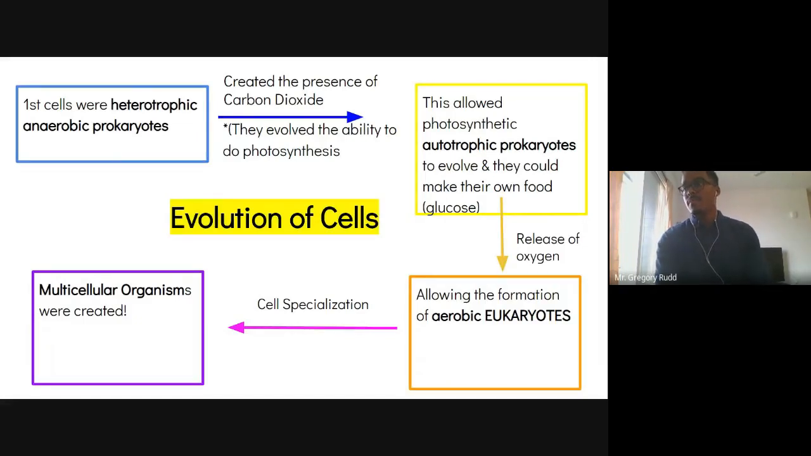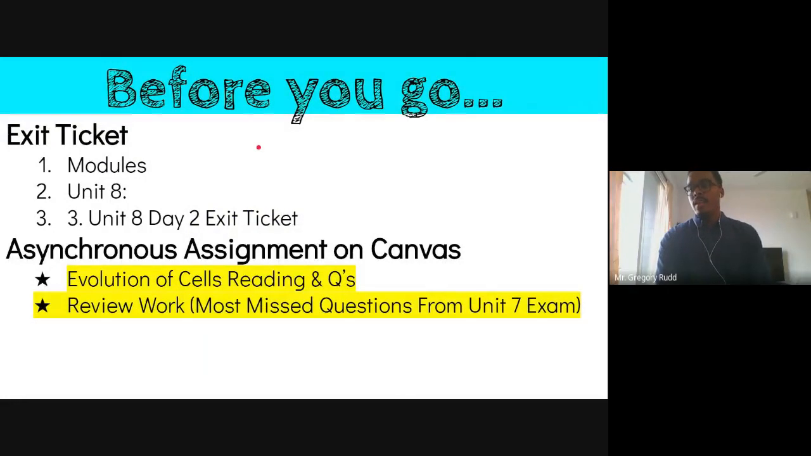Okay. So there are two asynchronous assignments today. We have run over a little bit because I like to talk. I'll focus on the evolution of cells reading and questions assignment first, please, because I'm still working on some adjustments to the other assignment, the most missed questions assignment. So go ahead and knock out that reading section. You'll just have to read a paragraph or so and then answer questions based on that.